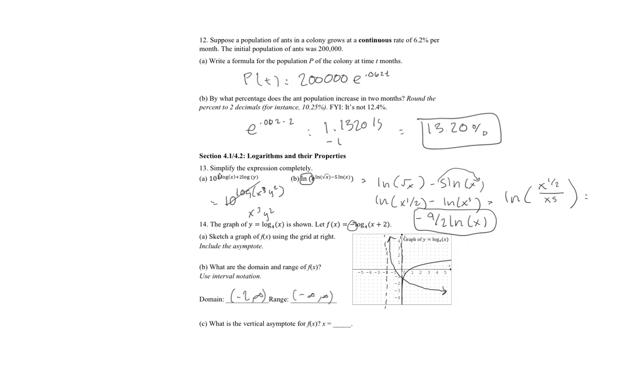And then part C asks for the vertical asymptote, and we just said that our vertical asymptote shifts left 2 units, right, with the transformations applied to this function, and so our vertical asymptote will be at -2.